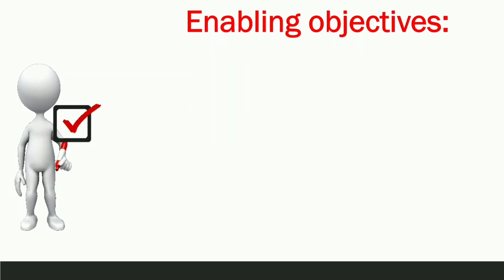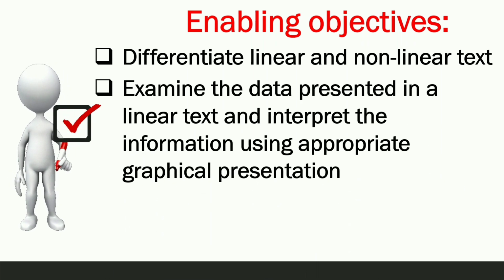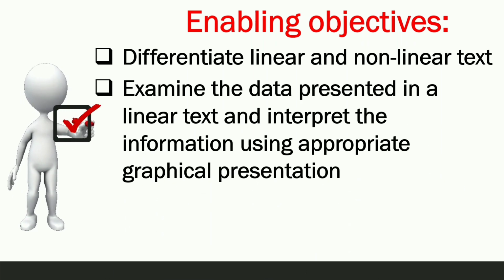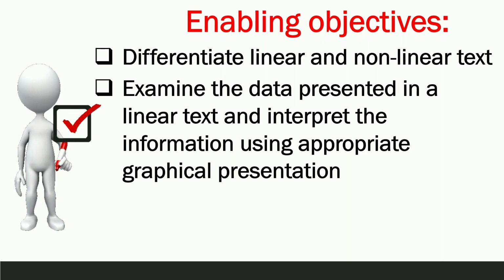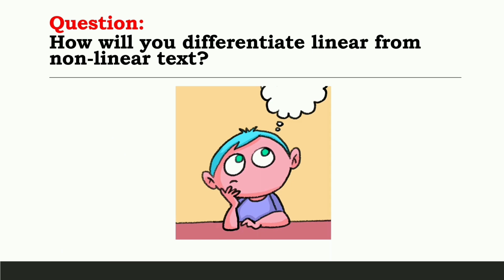Our enabling objectives are the following. First, differentiate linear and non-linear text. Second, examine the data presented in a linear text and interpret the information using appropriate graphical presentation. And third, transcode information from linear to non-linear and vice versa. The question is, how will you differentiate linear from non-linear text?